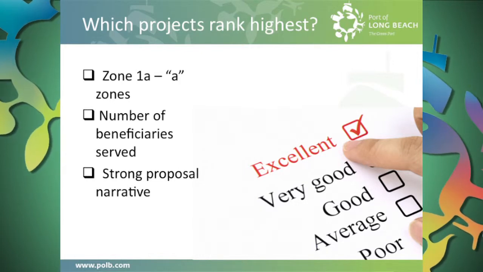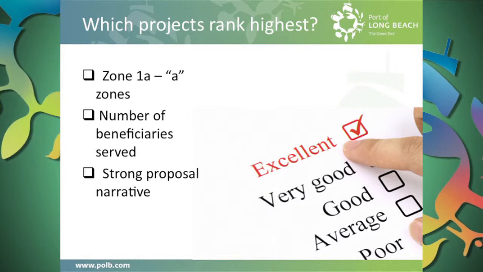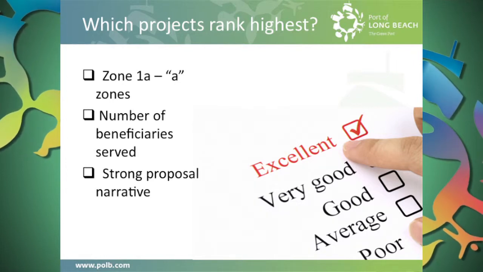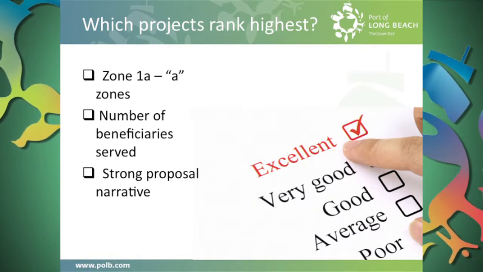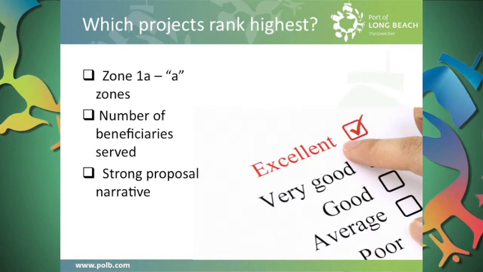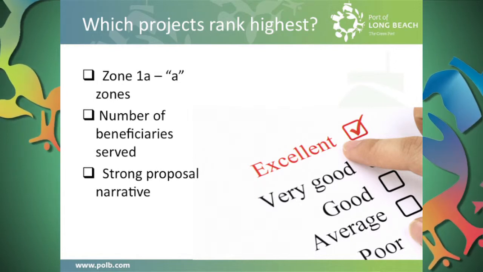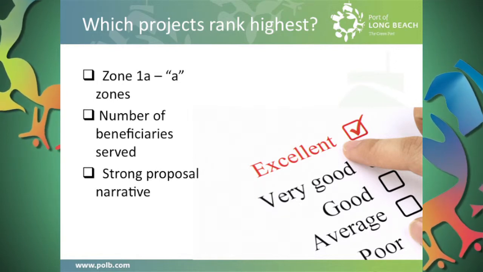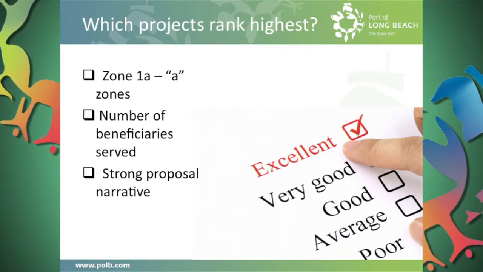So which projects rank the highest? We have a detailed scoring criteria in the RFP. You can look in there and see exactly how many points you're going to get per category. About 70% of your points are coming from your proposal narrative. So that's important. You've got to write a strong proposal narrative. The other 30% are from more of these objective criteria, like the zones that you're serving and the number of beneficiaries that you're serving. Zone 1A gets the most points, and then Zone 2A and 3B.